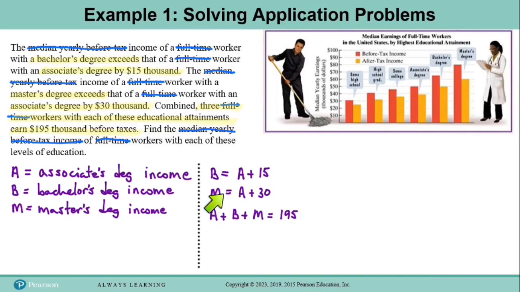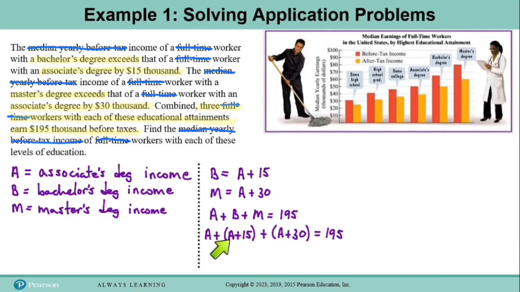So at this point, what we need to do is go back to our first 2 relationships and see if we can replace the B and the M with the information that we have here. So the A is fine. The B can be replaced by A plus 15. And then the M can be replaced by A plus 30 because M equals A plus 30. And so now A plus B plus M is 195. So A plus this expression is 195.